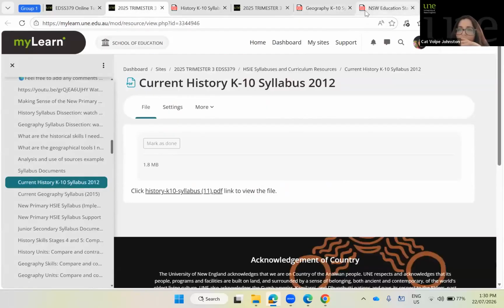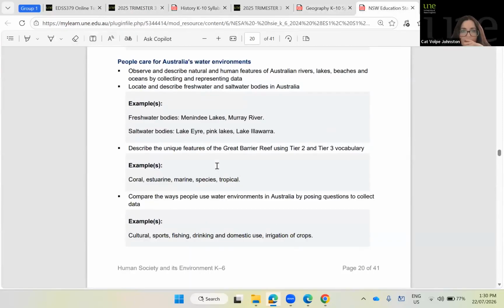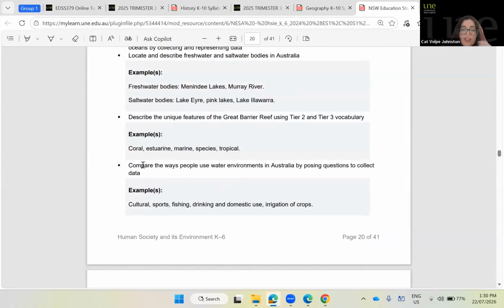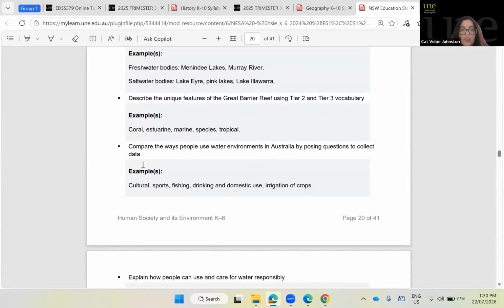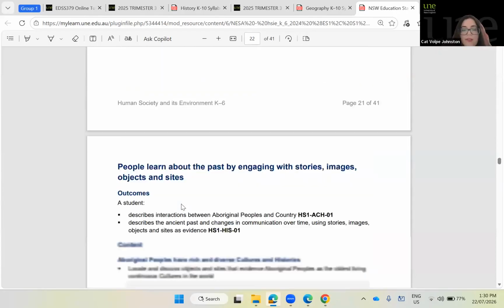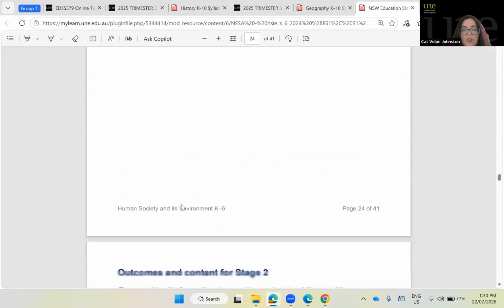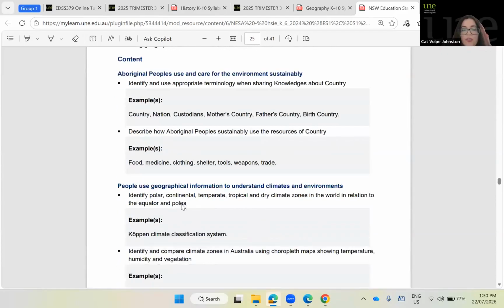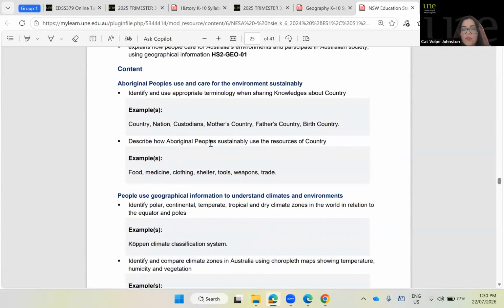Okay, so going down, describing the unique features. This is all about data collection, the compare and contrast. That's the processing analysis, that middle section on the table that I just showed you. And going on to the next unit of work, looking at geography, use geographical information.